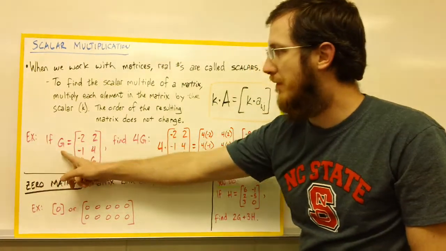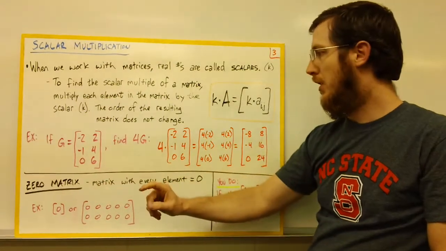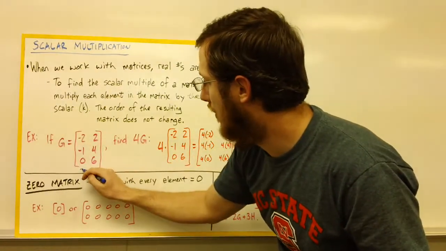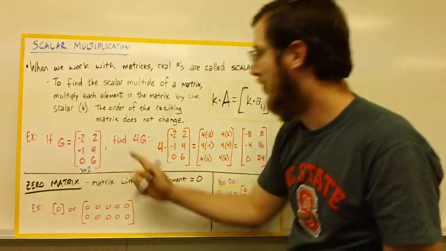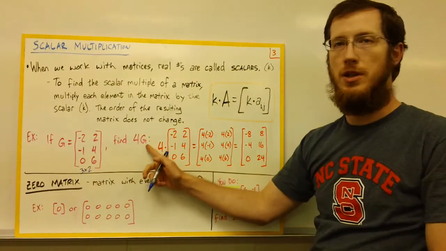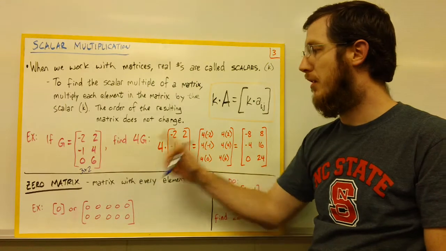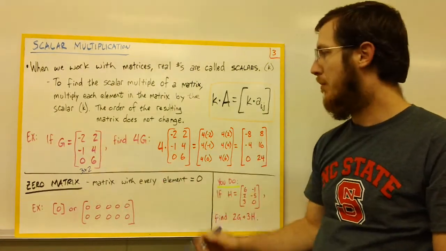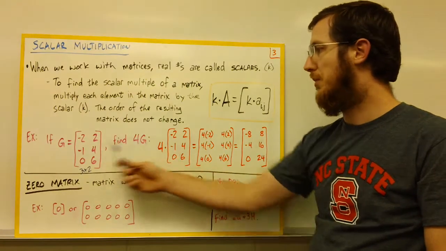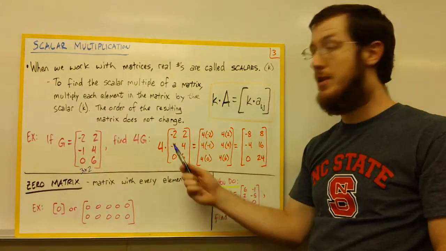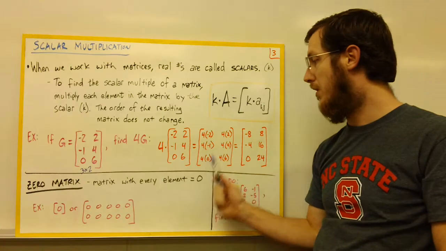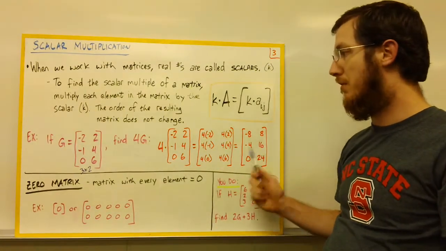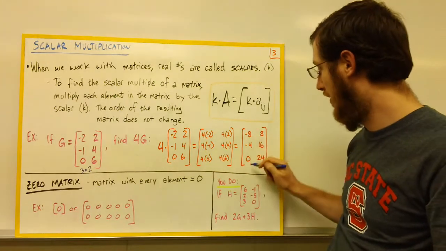For example, if G is this matrix, first off, this is a 3 by 2 matrix. They want us to find 4G. So we're going to do a scalar multiplication. Our resulting matrix should have the same order, 3 by 2. So we take 4, multiply it by our matrix G, and distribute that 4 to each of our 6 elements. Simplify, and here's our resulting matrix. We've got a 3 by 2 matrix.